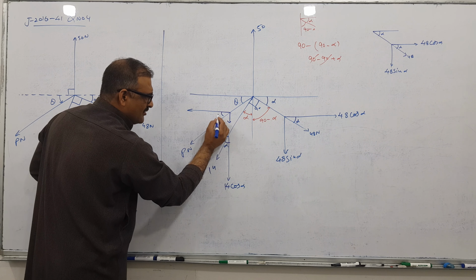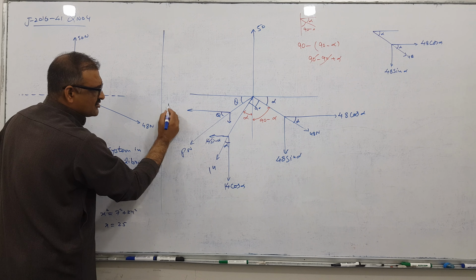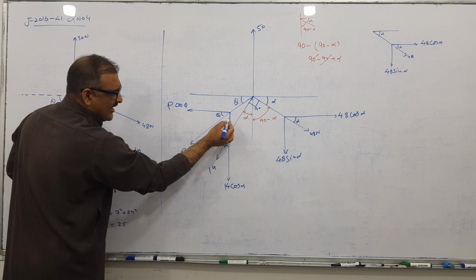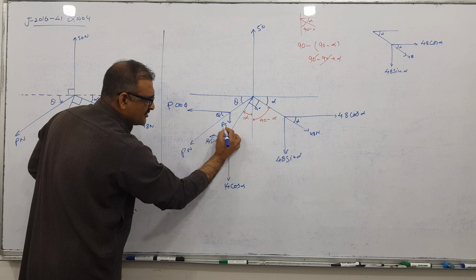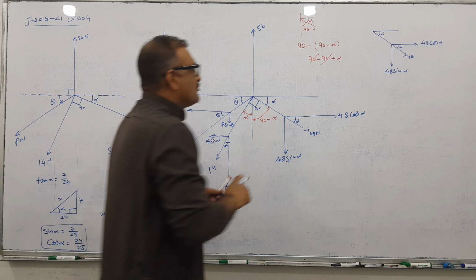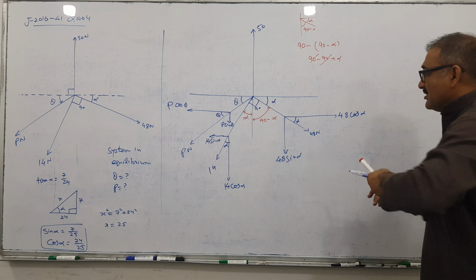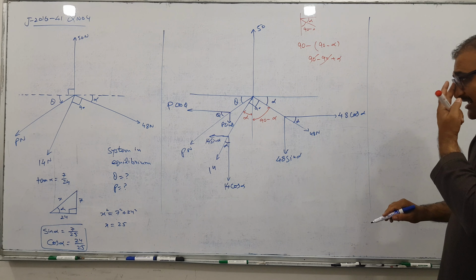Because theta is the given angle, we use the cos component. The angle is not given here, so we use the sine component. So I think I'm close to my answer now. Let's see how to take the components.